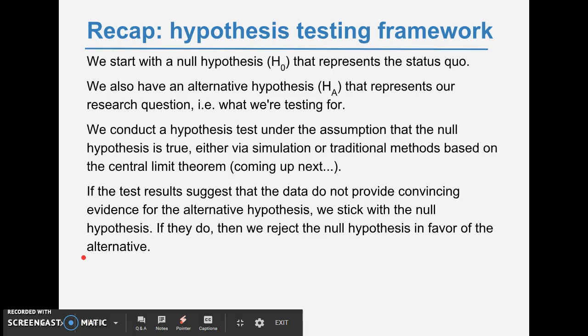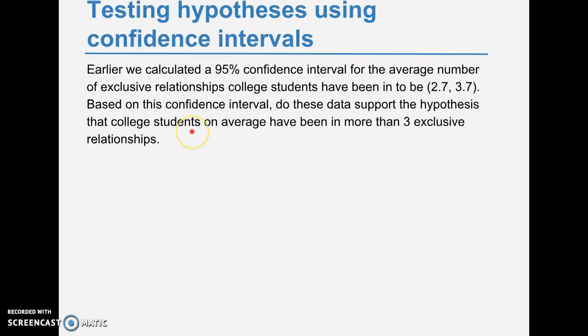All right, we're going to take a look at a specific example here. So let's assume we have a 95% confidence interval. That means that we are 95% confident that the true average number of dating relationships college students have had is somewhere between 2.7 and 3.7. This is from an early example in the course. Based on this confidence interval, is that data strong enough to support the fact that college students on average have been in more than 3 exclusive relationships?